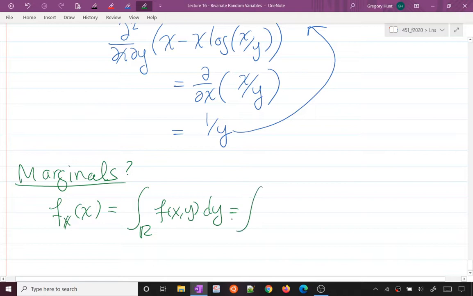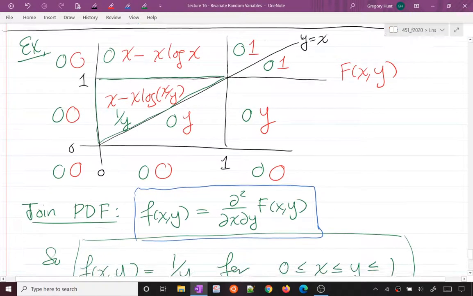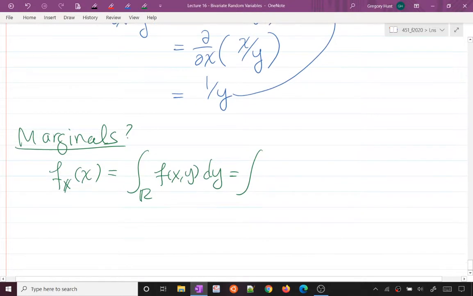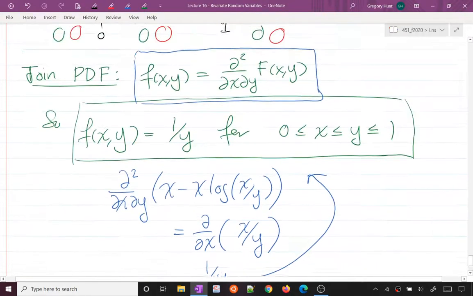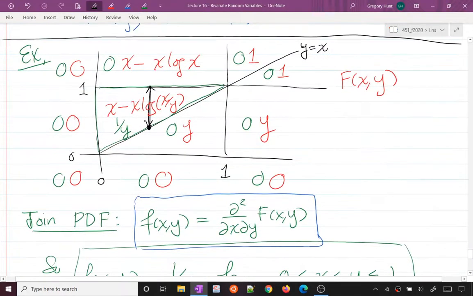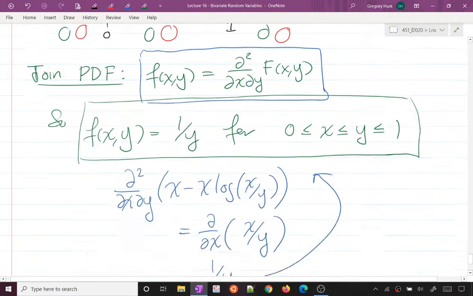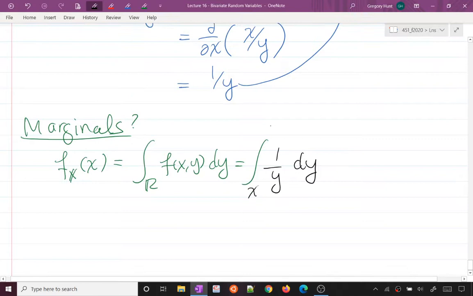And in our case, let's look at what the picture would be. If I fix my value of x, say here, I'm integrating on this line here, right? I'm integrating with respect to y. So I'm integrating, in this case, 1 over y dy, but I have to look at my limits of integration. This is basically a Calc 3 problem. And it looks like I go from the line y is equal to x to 1. So I go from x to 1.